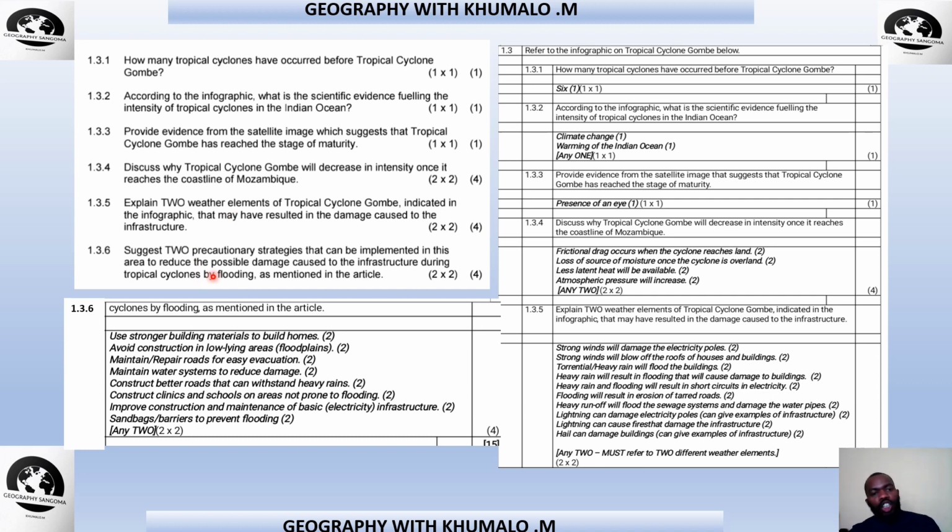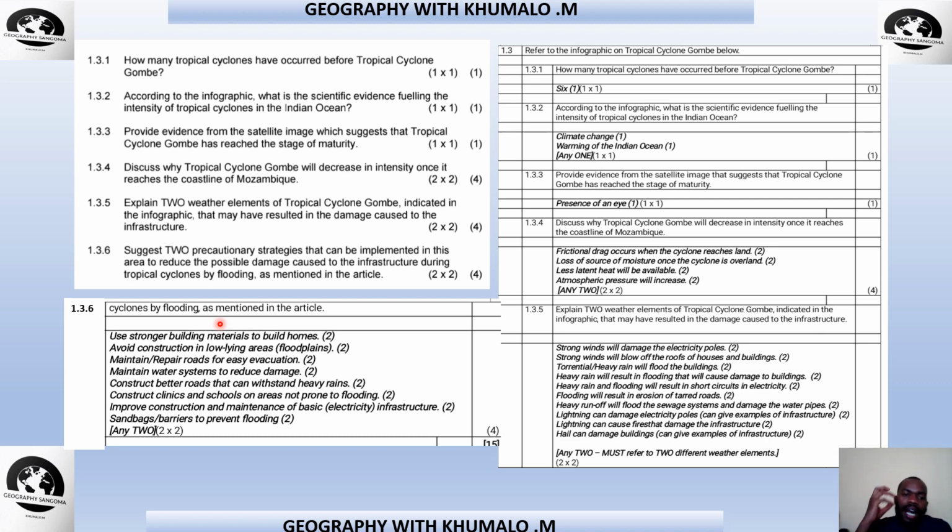1.3.6, this was the last question in question 1.3 of tropical cyclone. Suggest two precautionary strategies that can be implemented in this area to reduce the possible damage caused to the infrastructure during the tropical cyclone by flooding, as mentioned in the articles. Now, two strategies that can be implemented.